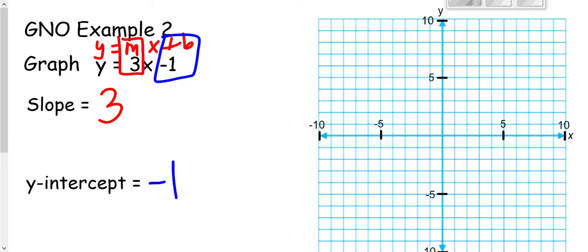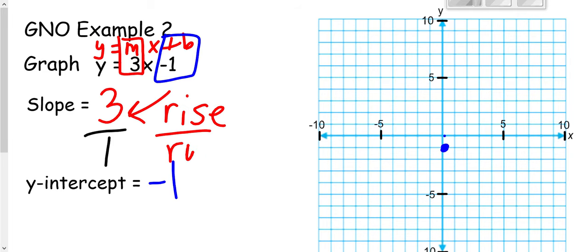It's -1. So from the origin, we're going to go left 1 or down 1? Down 1. After that, we want to count our slope. Think about this. How do we turn 3 into a fraction? We can put it over 1. So that now if I'm thinking rise over run, am I going to go up 3 or right 3? We're going to go up 3.